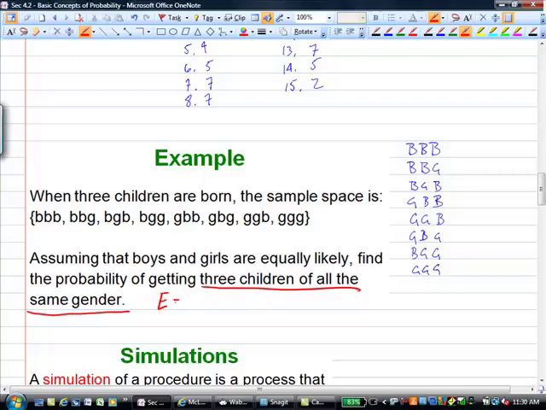How many elements are in our event? Well, our event consists of boy, boy, boy, or girl, girl, girl. 3 kids all the same gender. So the probability of our event is the number of elements in our event divided by the number of elements in the sample space. So there's 2 elements in our event.